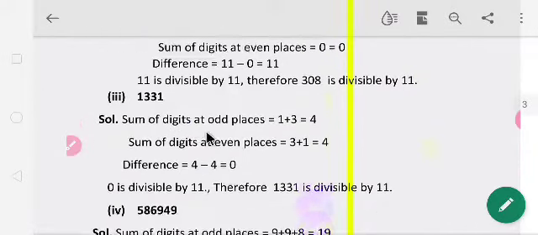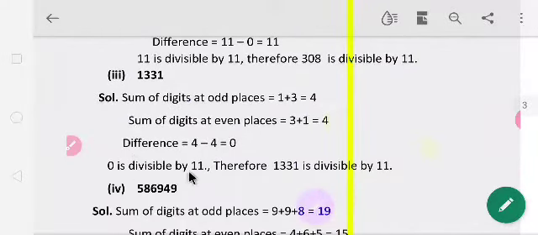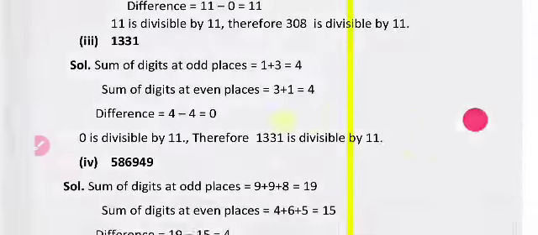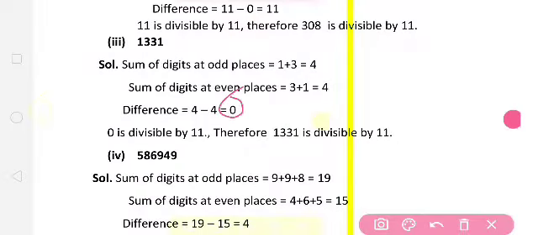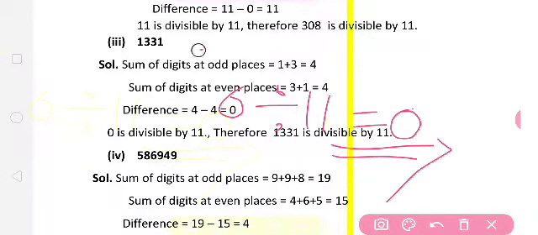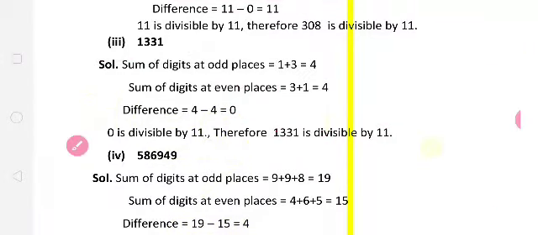So here what is the difference that came? 0, and 0 is divisible by 11. Therefore 1331 is divisible by 11. We know that if we divide 0 by any number, the answer is 0 itself. So if we divide 0 by 11, the answer will be 0. So we can say that 1331 is divisible by 11.